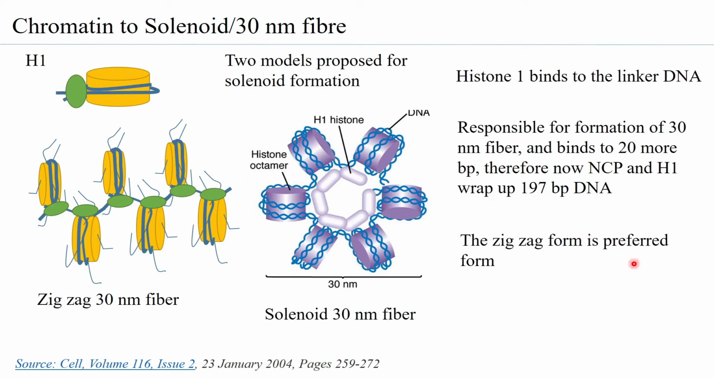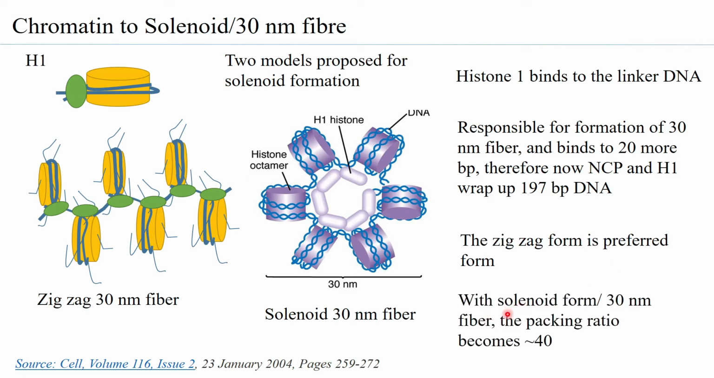The zigzag form has been observed to be a more preferred form, and for this solenoid or the 30 nanometer fiber, the packing ratio becomes about 40. So you can see how chromatin, which was having a packing ratio of 70, is getting condensed further to have a packing ratio of 40. Just to remind you, packing ratio is the total length of DNA divided by the length of the DNA in the packaged structure.